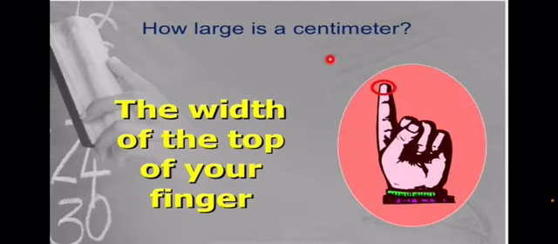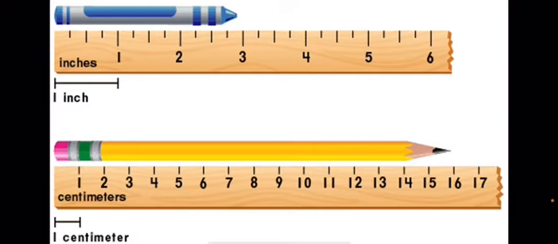And how large is a centimeter? The width of the top of your finger is a centimeter. Can you see this? From this line till the tip of your finger, that is a centimeter. So a centimeter is bigger than a millimeter. Now let's do some examples.